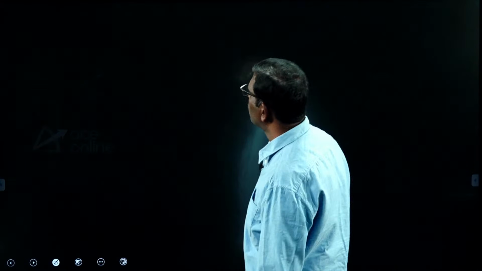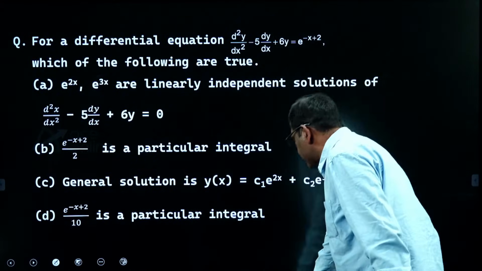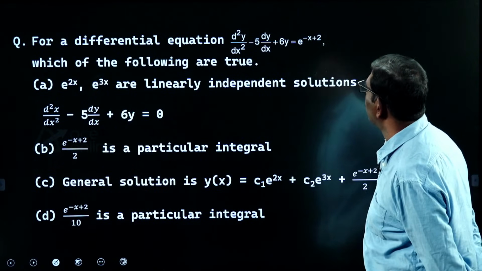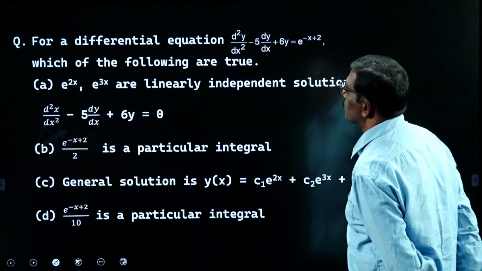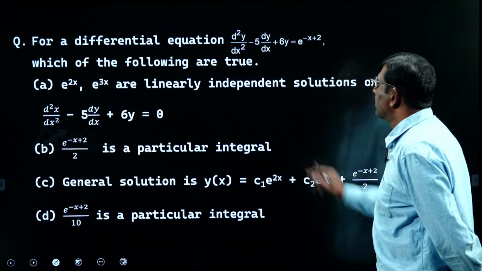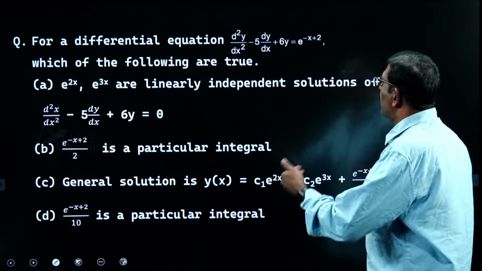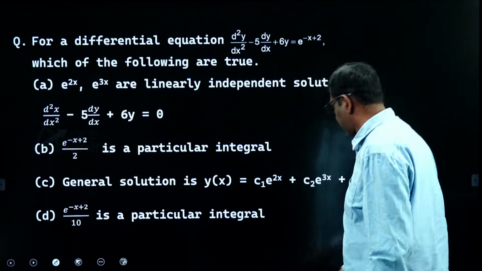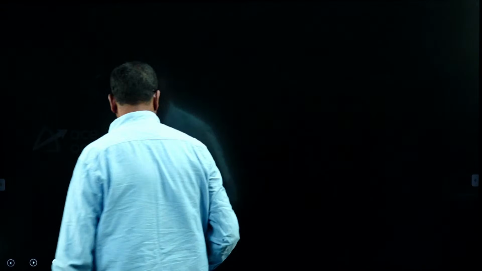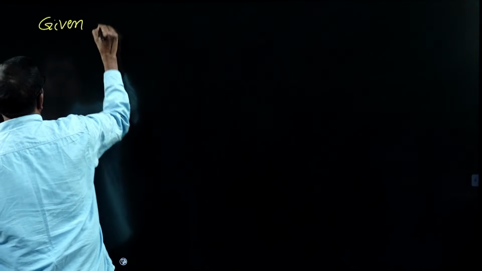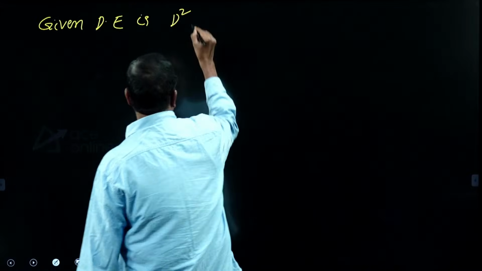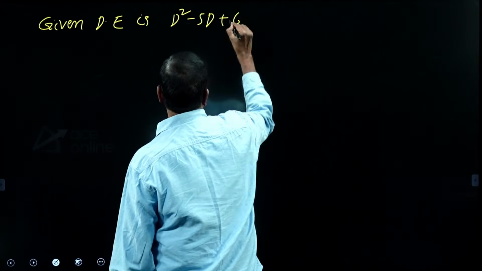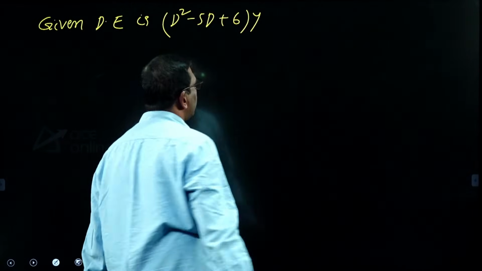Now, coming to the next problem. For a differential equation, d square y by dx square minus 5 into dy by dx plus 6y is equal to e power minus x plus 2. Which of the following are correct? This is non-homogeneous. Non-homogeneous type 1, or not? Type 1 means, I will give more clarity. Given differential equation is, I will write in capital D form, d square minus 5d plus 6 into y.